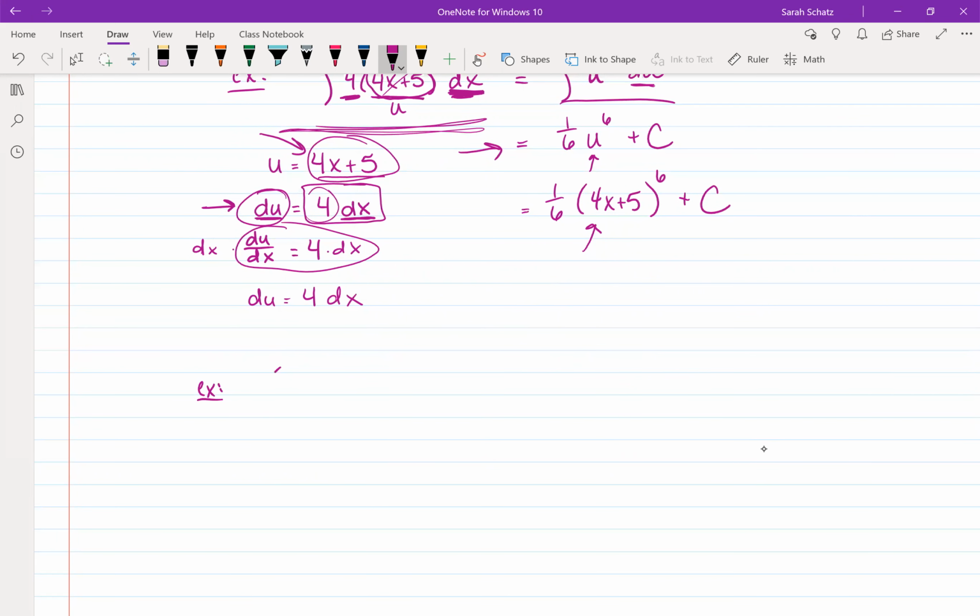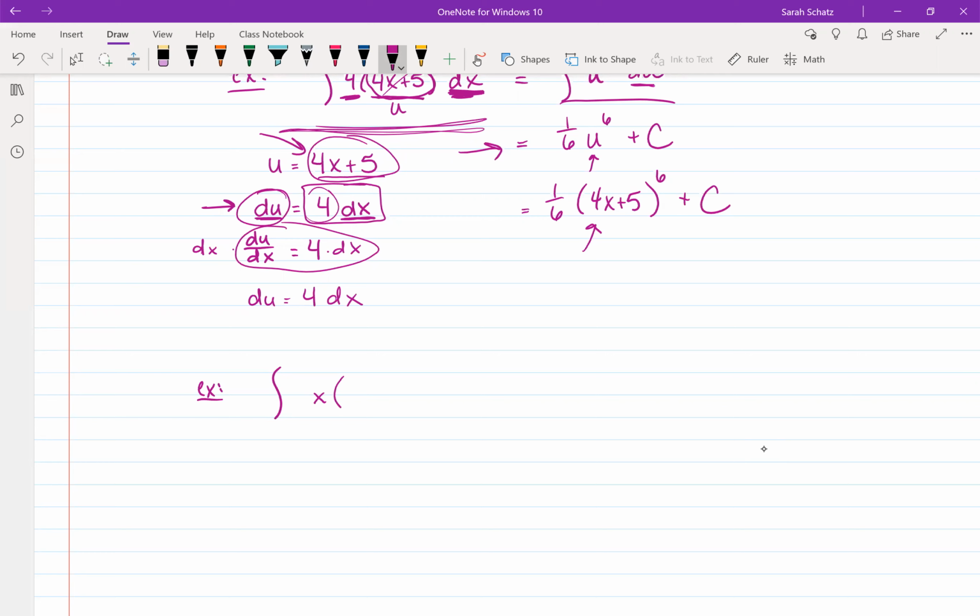These examples are easy to make up, so we can do this all day. What about this one? I've got 5x, and in here I have, let's just make it an x out here right now. So let's say I have an x out here.